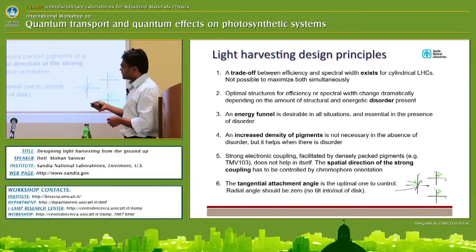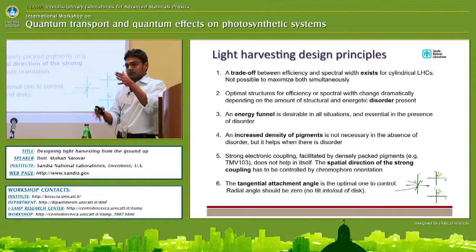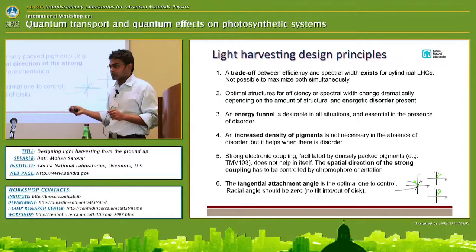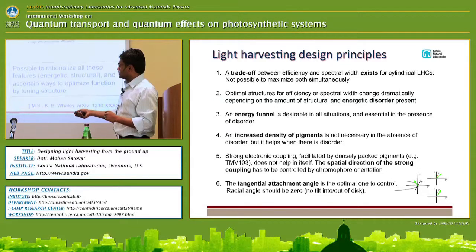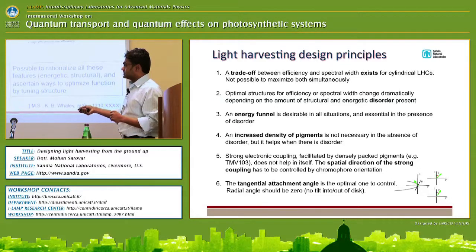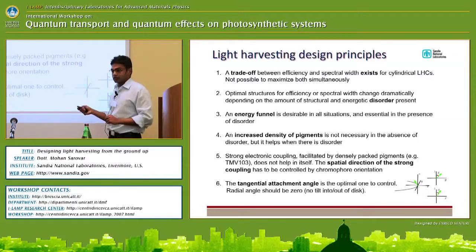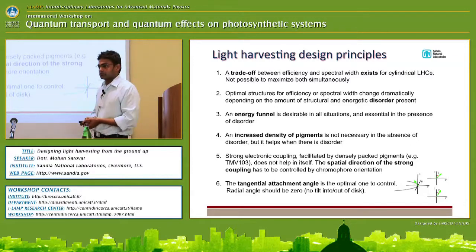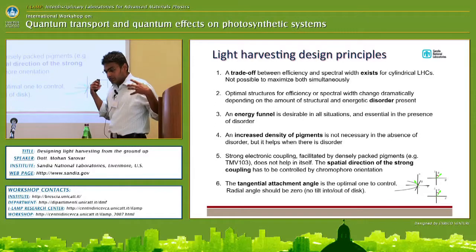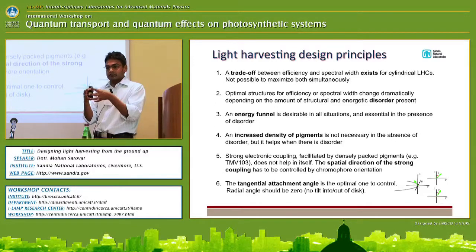Okay, so strong electronic coupling, which is facilitated by this dense packing, is not enough. You need to really control the spatial direction of the strong electronic coupling, which is really what these changes in dipole are doing. I don't have time to go through exactly how the coupling is tuned, but you also need to change the spatial direction of the coupling by changing the orientation of the chromophores. Just throwing in a whole bunch of pigments and making them densely packed is not enough.